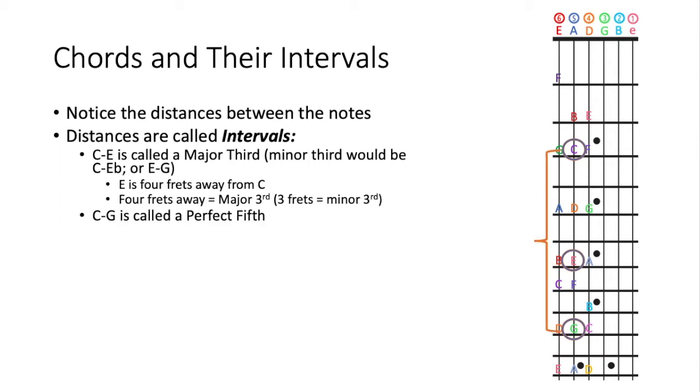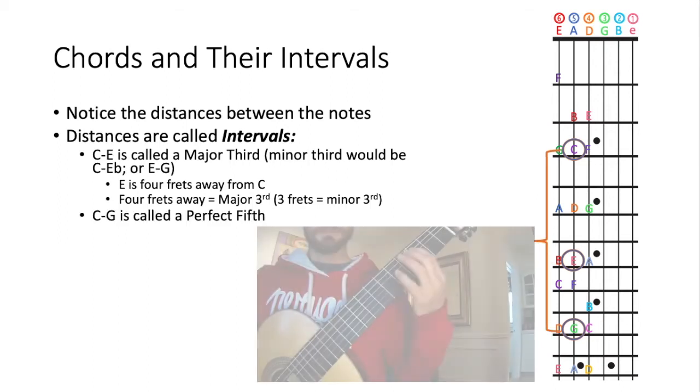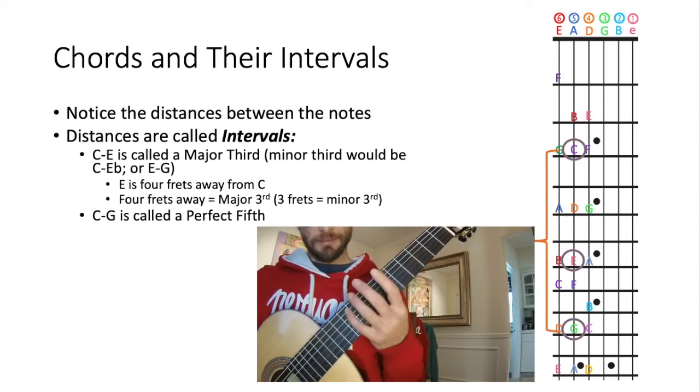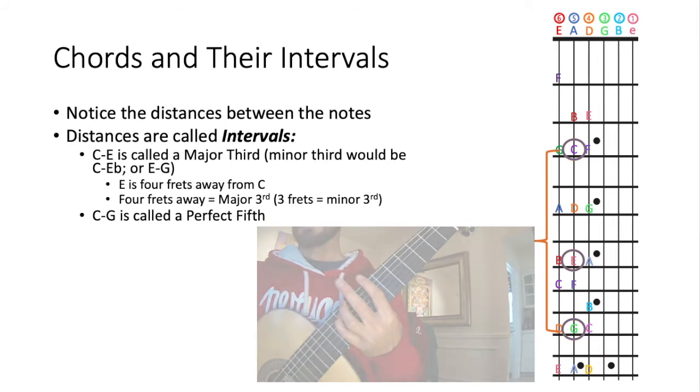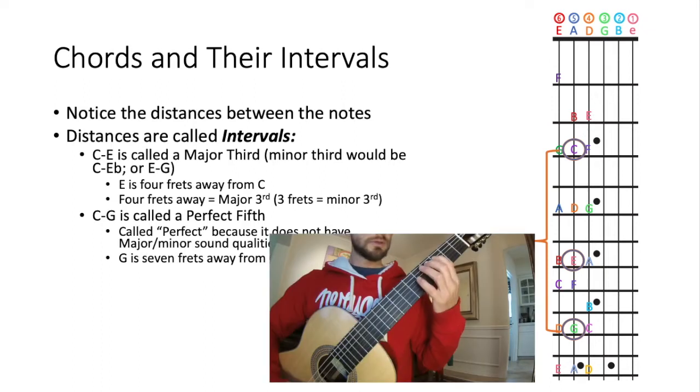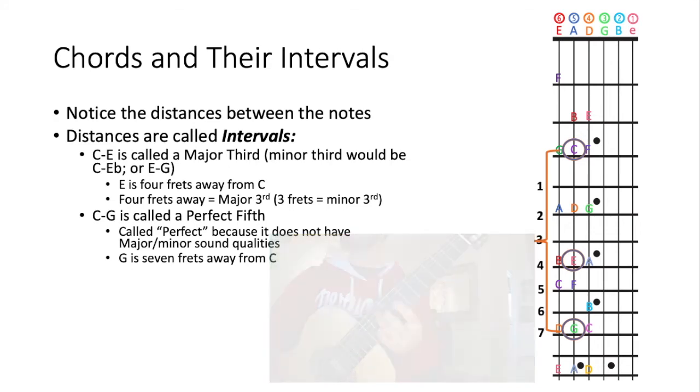C to G is called a perfect fifth. It's called perfect because it doesn't really have a major or minor sound. G is 7 frets away from C. 1, 2, 3, 4, 5, 6, 7. 7 frets away equals a perfect fifth.